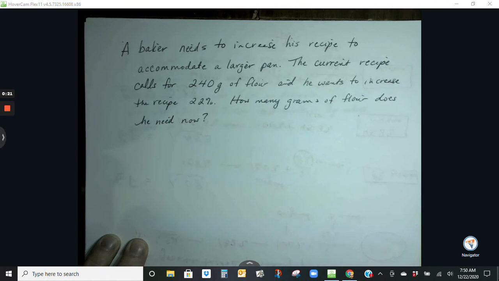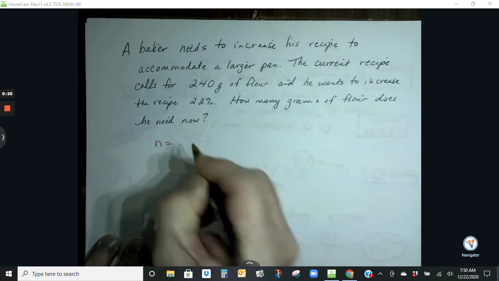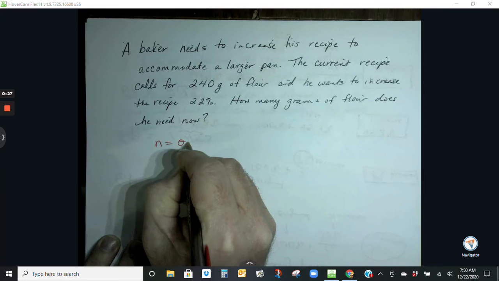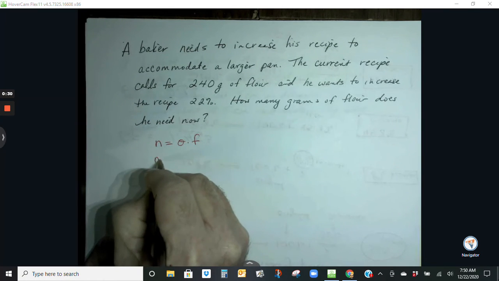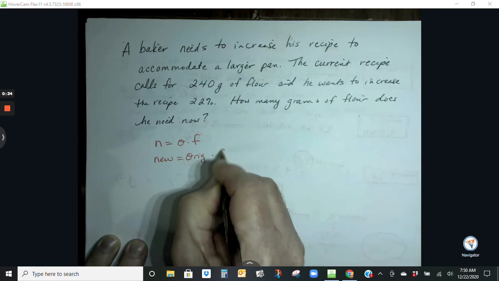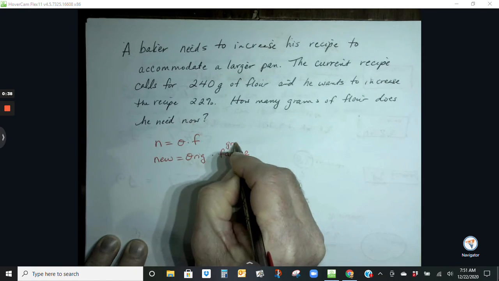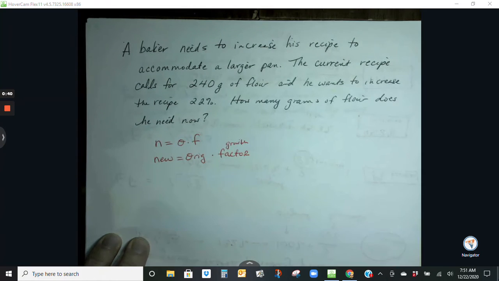All right. So first of all, it's very important that we know that we need this formula. New equals original times the factor. This is the growth factor that we're talking about.